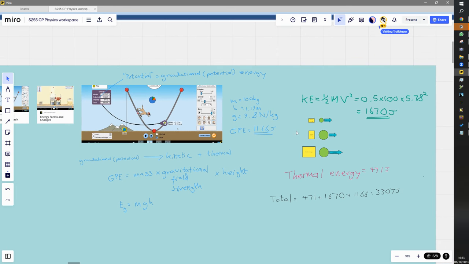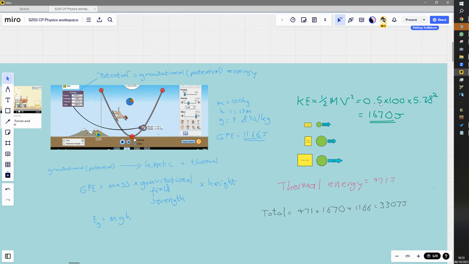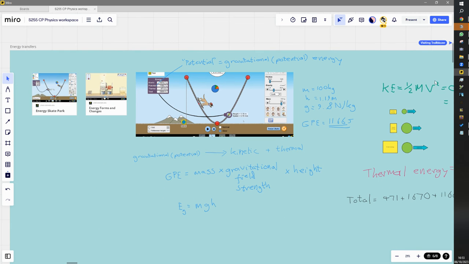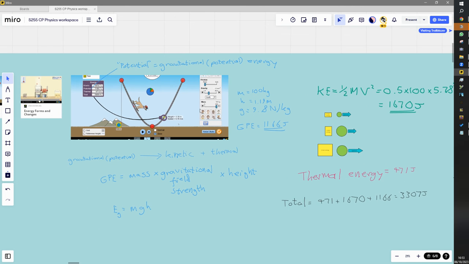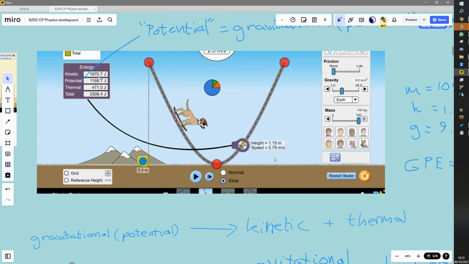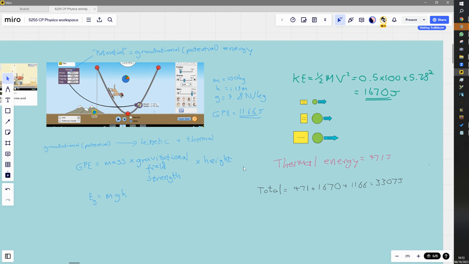We then calculated the kinetic energy, which is half times the mass times the velocity or the speed squared. So in this case, it would be 0.5 times 100 times the speed, which says 5.78, so 5.78 squared. And we get 1,670. Again, very close to what they've got there, but not quite the same. Again, it's going to be because either this is not quite right or that is not quite right. So that's basically how you calculate the kinetic energy and the gravitational energy.